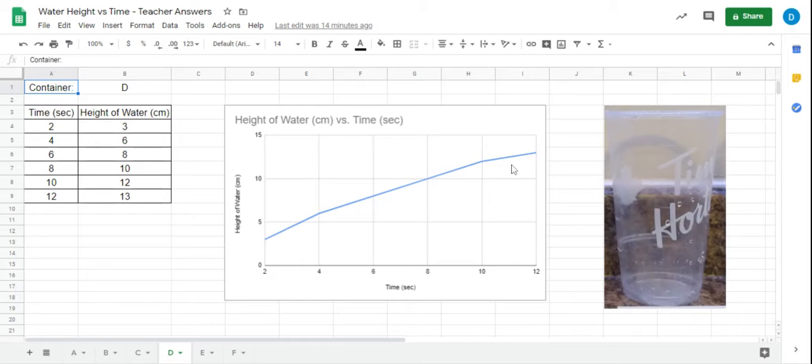And here, as it starts to slow and fill even, and the height changes even more slowly, that's going to be our top here, where it's quite a bit wider than at the bottom. So as our shape gets wider, the slope of our graph decreases.